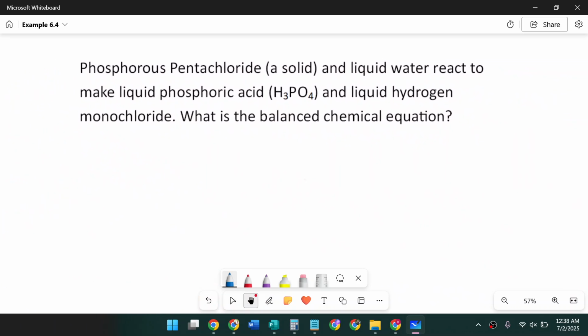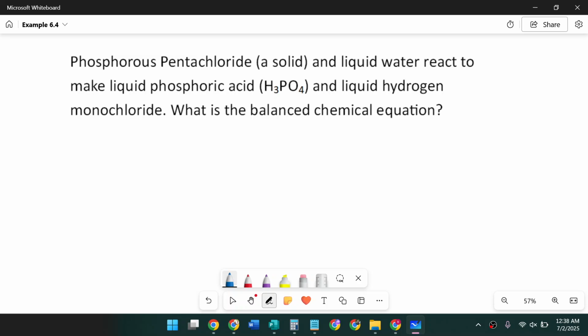The next one said phosphorus pentachloride, a solid, and liquid water react to make liquid phosphoric acid and liquid hydrogen monochloride. So we don't get confused, let's underline the reactants in blue, and let's underline the products in red. Alright, this time they pointed out the solids and the liquids, so we are going to include those in our equation just because they mention it.